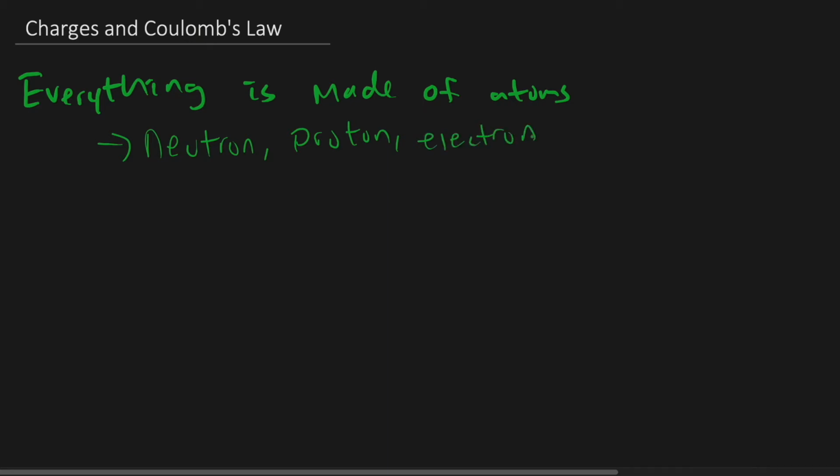Neutron has no charge. Proton has a positive charge, and electron has a negative charge. These three basic particles allow stuff to maintain their own charge, so they can either be positive, negative, or zero charge, right? So neutron has no charge. Proton has a positive charge. An electron has a negative charge.